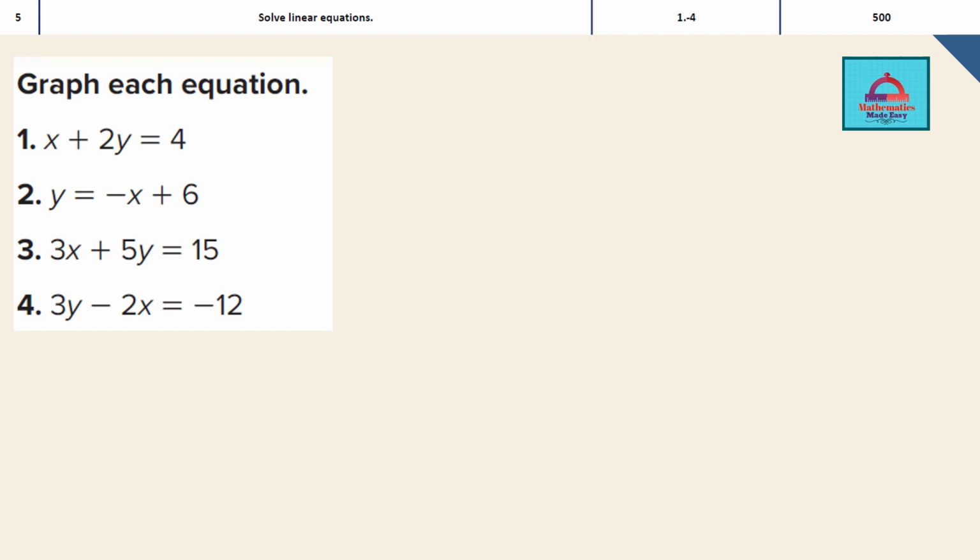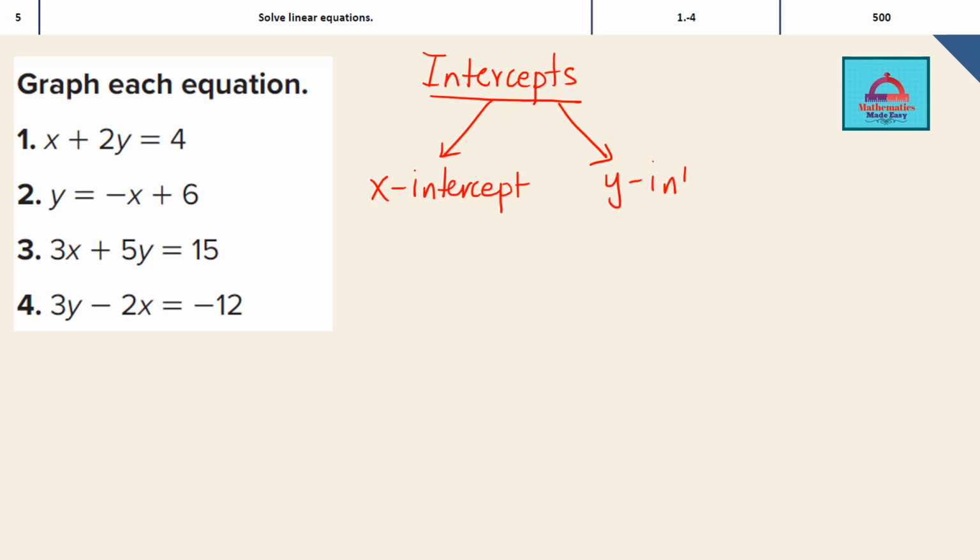So the concept that I will be using here to graph each of these 4 questions is the concept of intercepts. Let me just revise this concept for you. There are 2 types of intercepts that you can find for a given graph: one is the x-intercept, another is the y-intercept. Remember, the x-intercept is the point on the graph where it touches the x-axis. At that point, y is going to be 0. The y-intercept is the point on the graph of the equation where it touches the y-axis, so x is going to be 0.